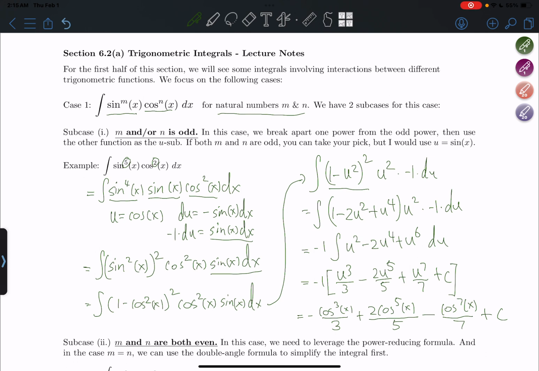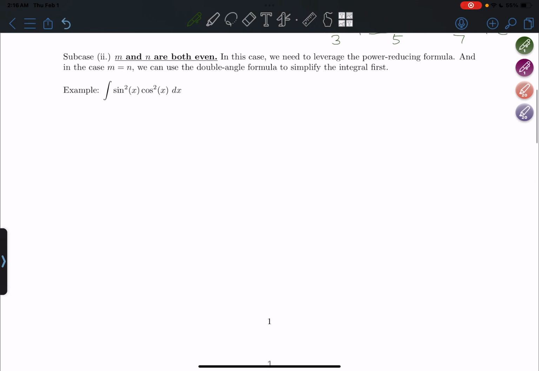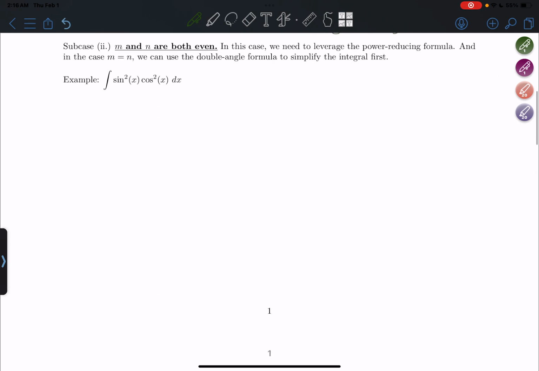It's basically just remembering these kinds of cases, especially the easier cases or easier subcases. It's not too bad to work through. Moving on to the next case, right? If subcase number 1 is either m or n are odd, or both, then that means the other case has to be m and n are both even. So nothing is odd, right?